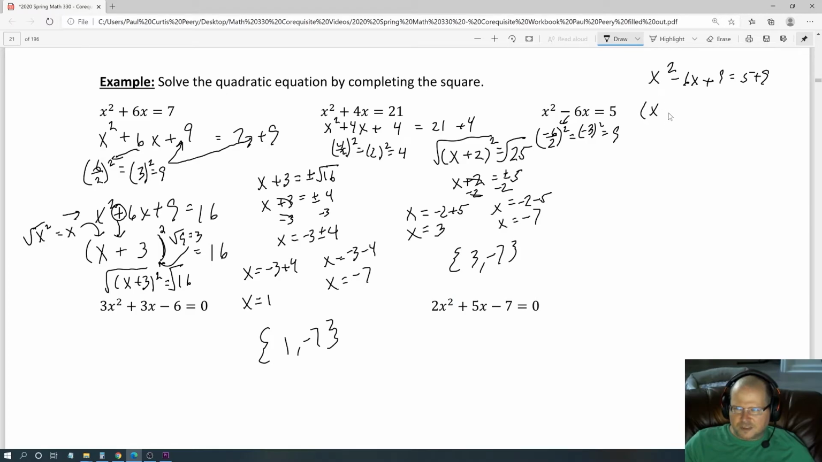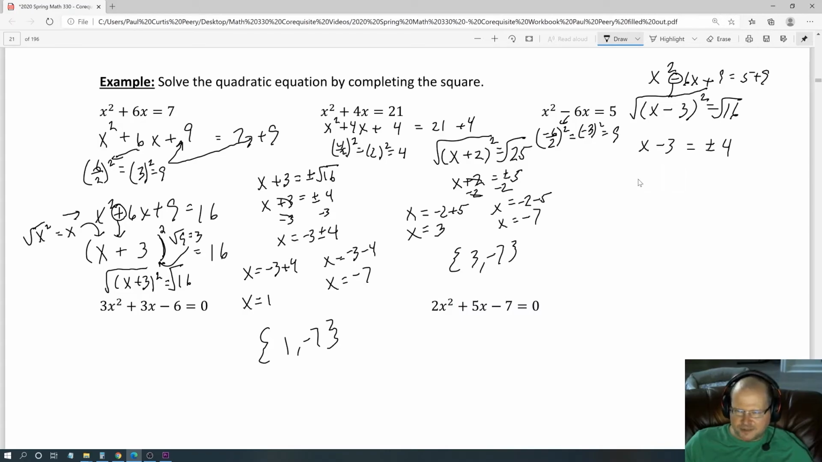So now square root of x squared is x. Middle term is a negative, minus, and square root of 9 is a 3. And 5 plus 9 is 16. Next, we take the square root of both sides. And that gives me x minus 3 equals plus or minus 4.